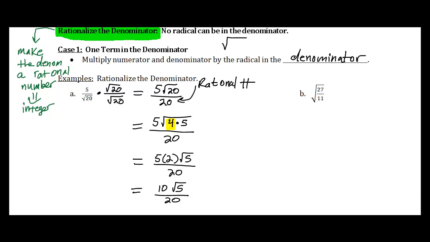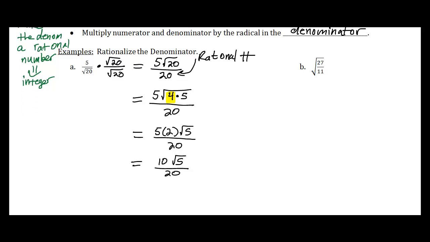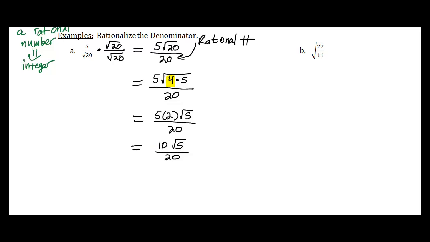Now, if I think about this, my radical is simplified, but my numbers that are not in my radical are not simplified. For instance, 10 and 20 have a common factor of 10. So if I divide out by 10, 10 goes into 10 one time, it goes into 20 two times. So I get 1 times the square root of 5, which is the square root of 5, all over 2. And this is my most simplified answer. So we made our denominator a rational number, where we had one term, by multiplying the numerator and the denominator by the radical that's in my denominator.